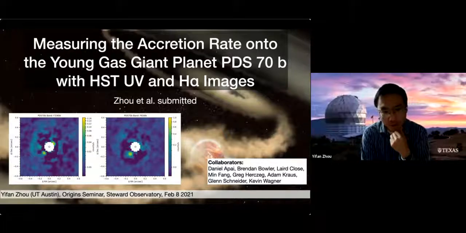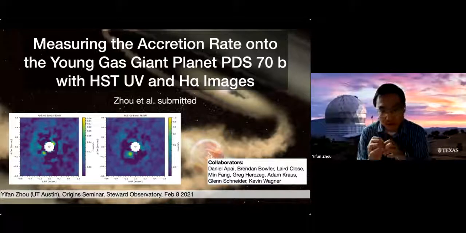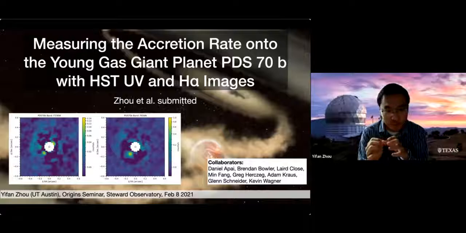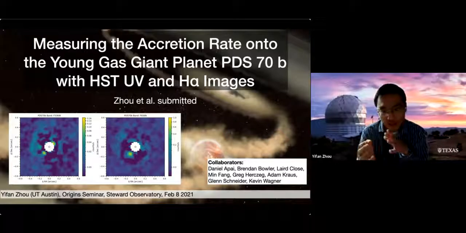Today I'm going to talk about the motivation for this observation and the technique that enabled this detection, and also discuss what we learned from this observation about the formation of PDS 70 planets as well as giant planets in general.